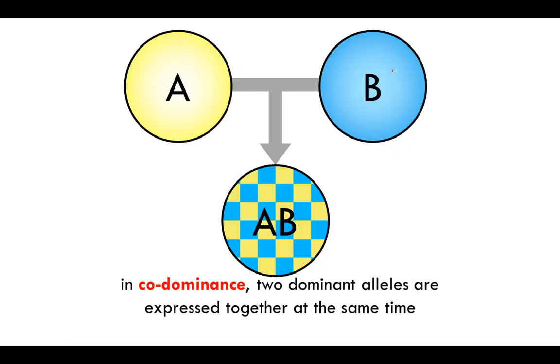The third form of inheritance is called co-dominance. If I add the prefix co in front of something, it means together. So if I am cooperating with someone else, I'm operating with that person together.